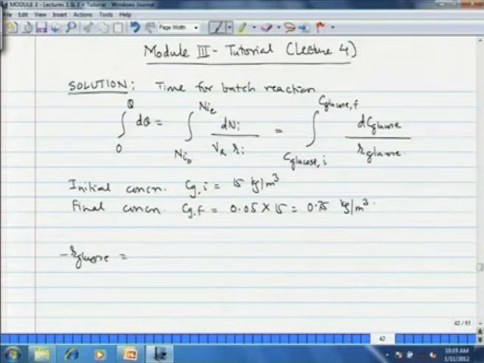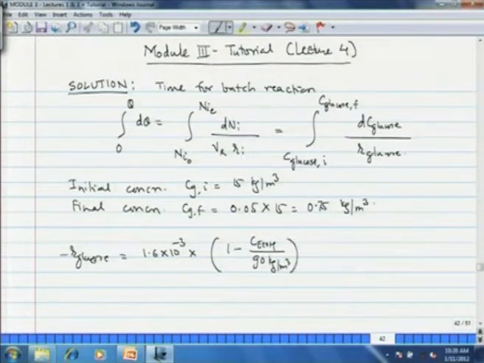If we substitute all values, k is 1.6 into 10 to the power minus 3 into 1 minus C ethanol divided by 90 kg per meter cube. The unit of k is second inverse. This is raised to 0.6, Cg into C Saccharomyces cerevisiae divided by Cg plus the Michaelis-Menten constant, 2 kg per meter cube.